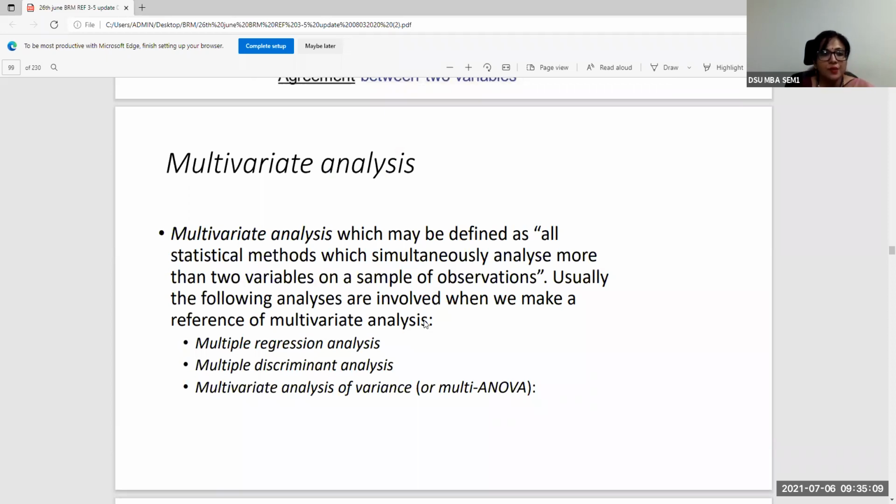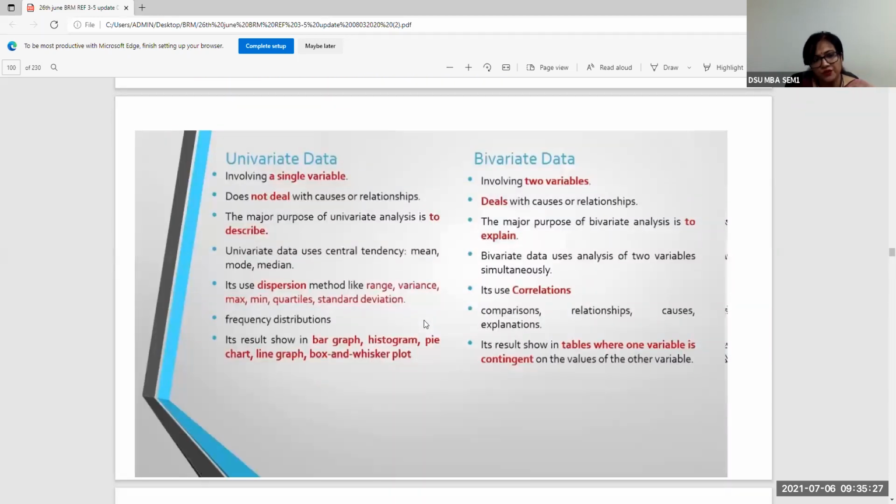All right. So some of the multivariate analysis which are going to be of importance generally in any research work would primarily be either the multiple regression analysis, multiple discriminant analysis, and we have ANOVA also. So I will highlight a few of these ANOVA techniques as well so that you can use it further going forward.